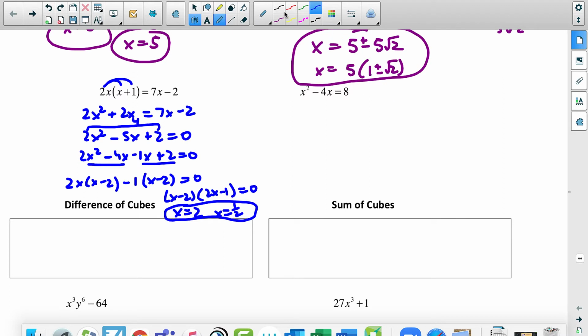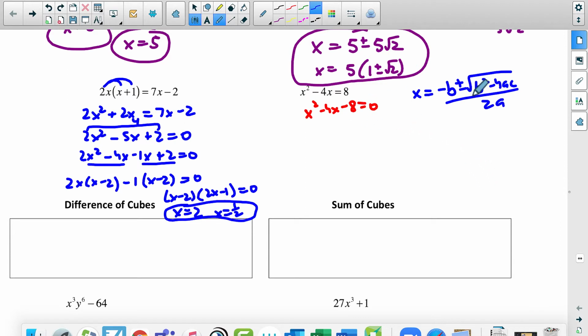Last one here, you need to make sure it's equal to 0, so move the 8 over. X squared minus 4x minus 8 equals 0, and then we factor. Two numbers that multiply to 8 and subtract to 4. Uh-oh, can't do it. What do I do? X equals negative b plus or minus square root. If you've been in my class, you know the song. B squared minus 4ac divided by 2a.